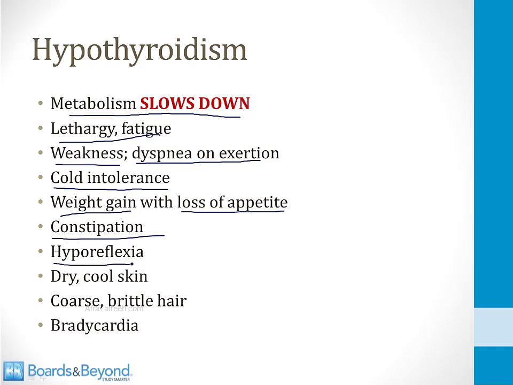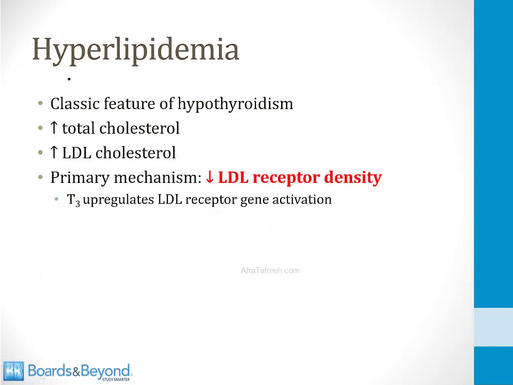Their skin is classically cool and dry, and they often have coarse, brittle hair. And then finally, patients who are hypothyroid can have bradycardia. And you can just remember everything slowing down. That's the easy way to remember all of these symptoms on the screen.